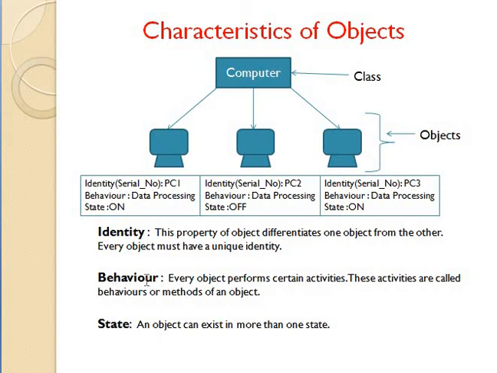The second one is the behavior. Every object performs certain activities. These activities are called behaviors or methods of an object. For example, data processing is a behavior of a computer.